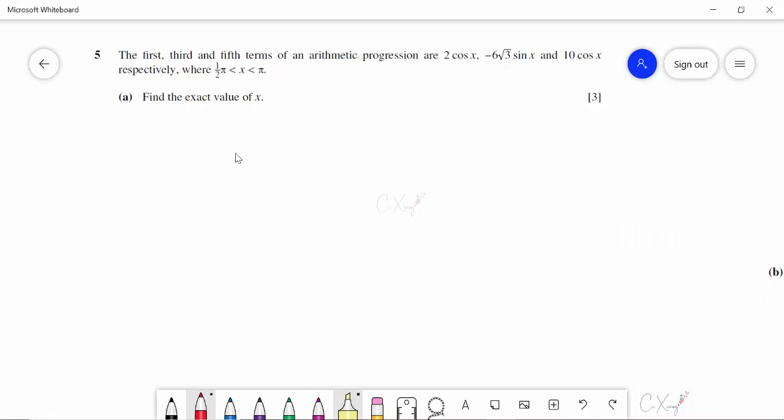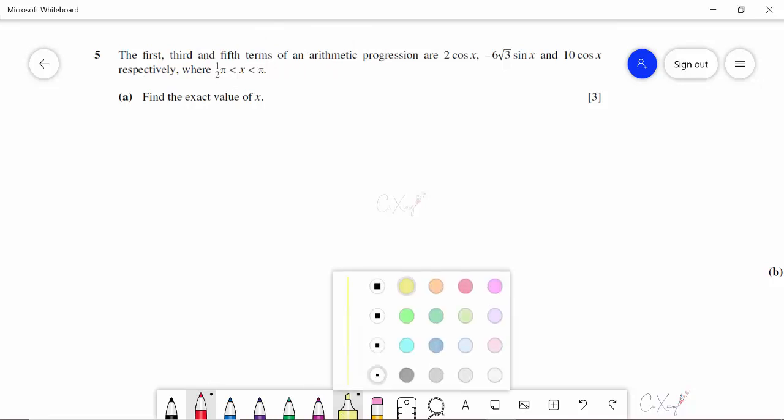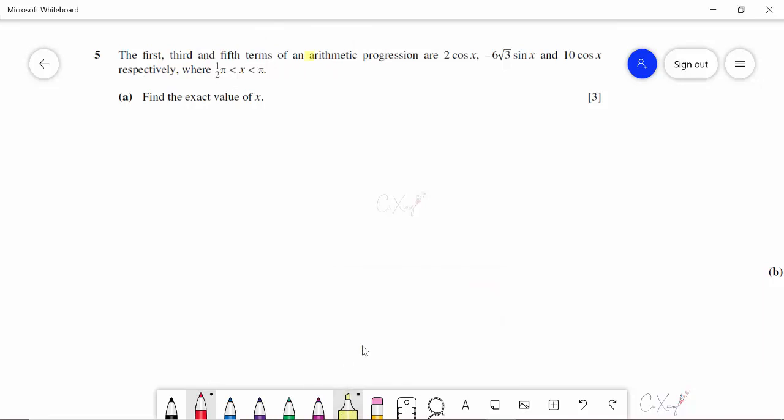Okay, so question number 5. They give us the first, third, and fifth terms of an arithmetic progression. So I think this is important. Alright, so the arithmetic progression: they are 2 cos x, negative 6 square root 3 sin x, and also 10 cos x, sorry, where x is between pi over 2 and pi. So first they want you to find the exact value of x. Okay, so generally we should know about this one.